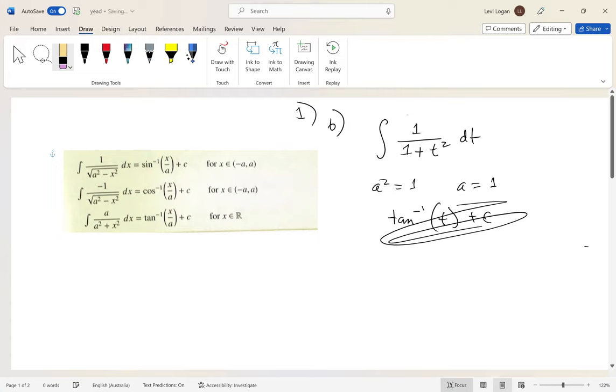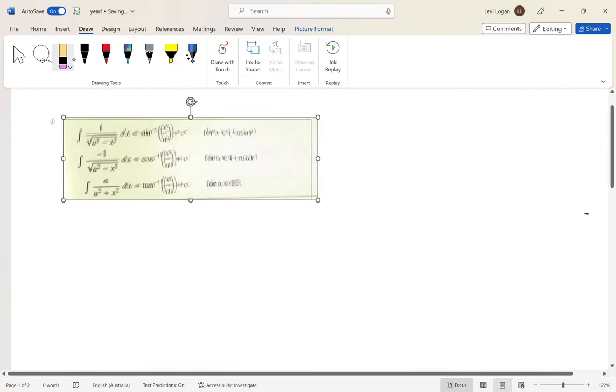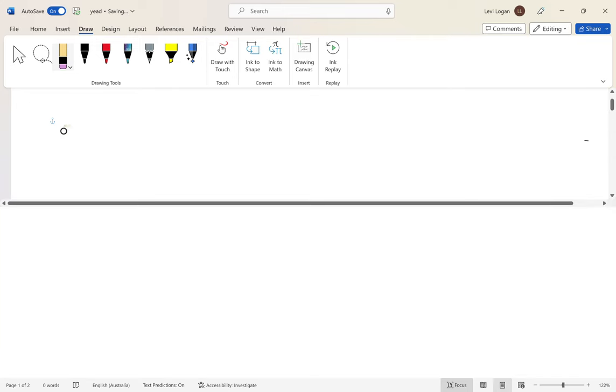Alright, so these are pretty easy integrals right now. I'm just going to move some stuff around so we have more space to write, because we're going to have a more complicated integral in just a second. Just going to select this and move that out of here.